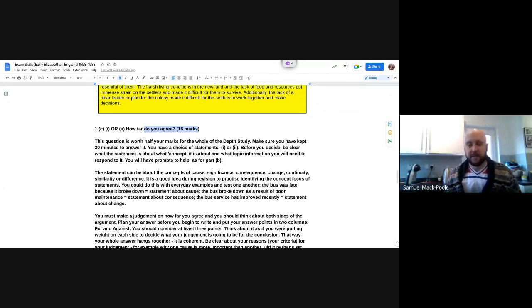The bus was late because it broke down. Now this equals a statement about cause, okay? So the bus broke down as a result of poor maintenance. Well, that is a statement about consequence, all right? The bus service has improved recently. That's a statement about change, okay? So you need to really focus. Is it about change? Is it about consequence? Is it about cause, all right?